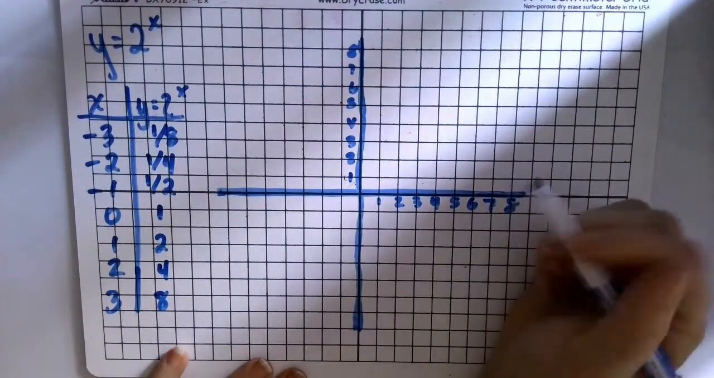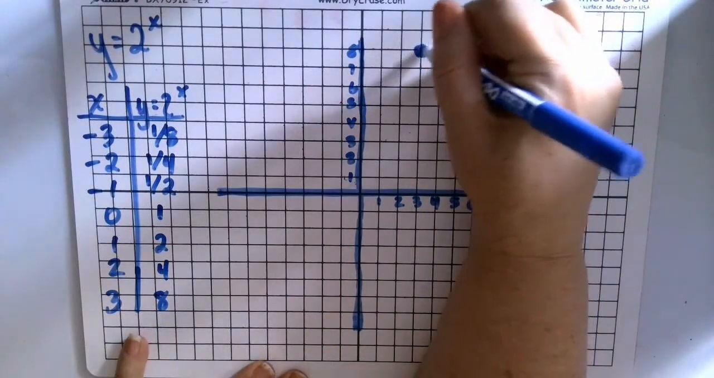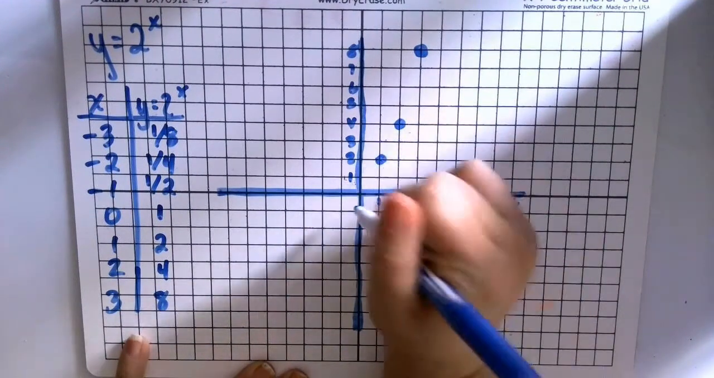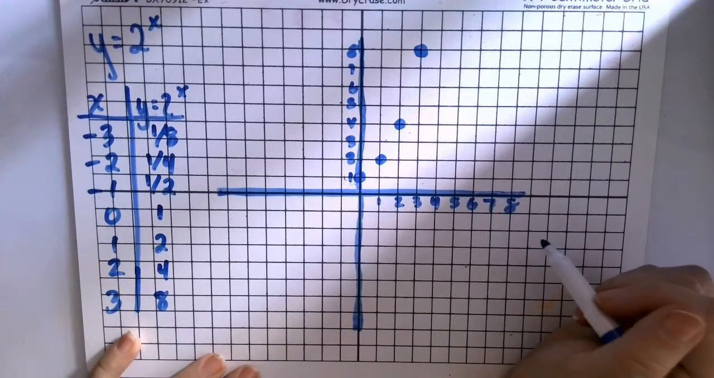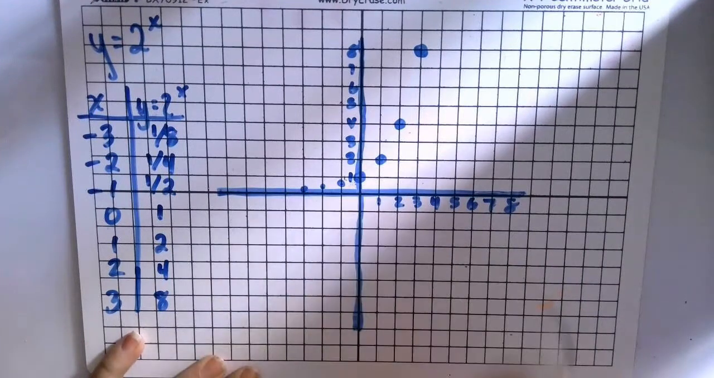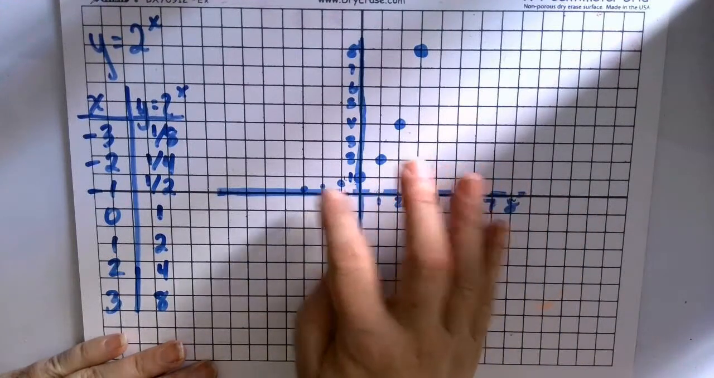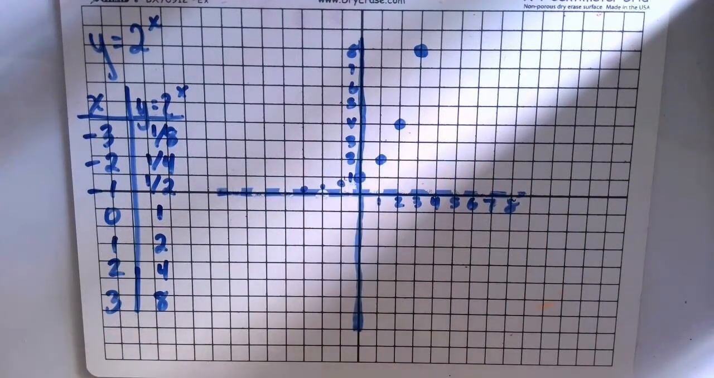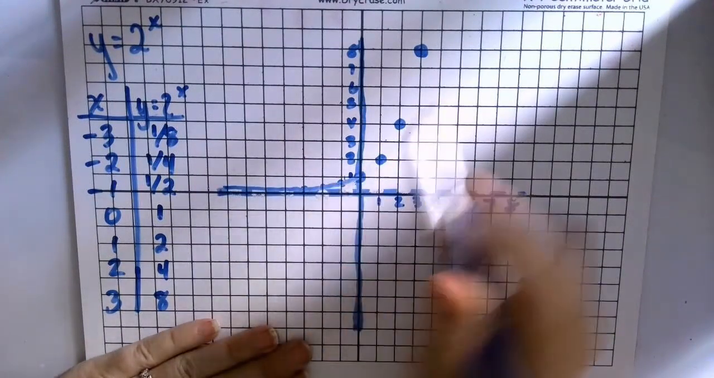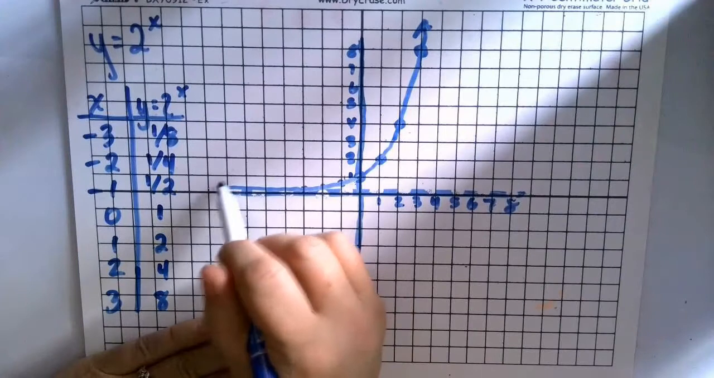So if I plot those points on my graph, then 3, 8, 2, 4, 1, 2, then the y-intercept is at 1, negative 1, 1/2, and then we're getting closer and closer and closer to a horizontal asymptote here along the x-axis. So the exponential function y equals 2 to the x will look like this.